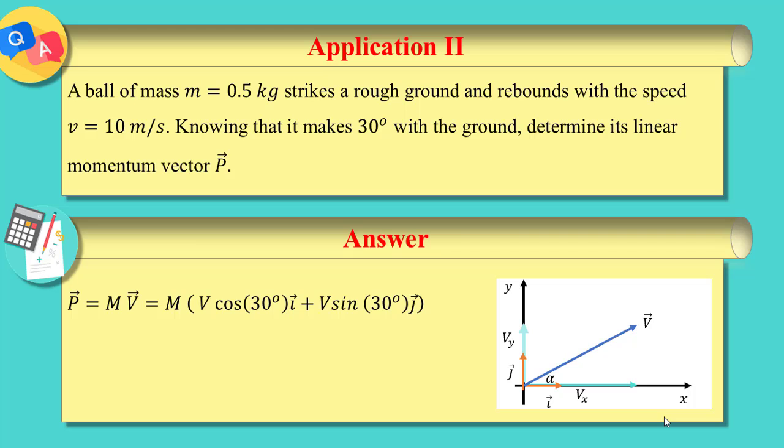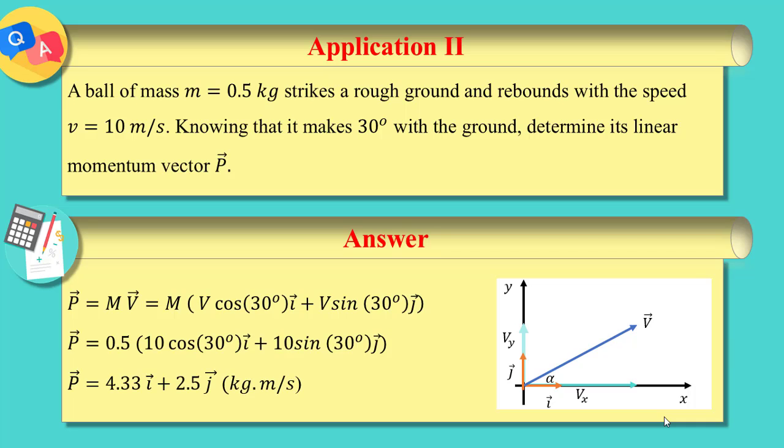The projection of the velocity vector is V cosine 30 degrees i along x, because Vx is adjacent to alpha, plus V sine 30 degrees j, because Vy is opposite to alpha. Replace m, v, and alpha by their values. We will get the linear momentum vector as 4.33 i vector plus 2.5 j vector, and it is expressed in kilogram meter per second. Don't forget to write the unit all the time, even if you are studying the vector, just put it in brackets.